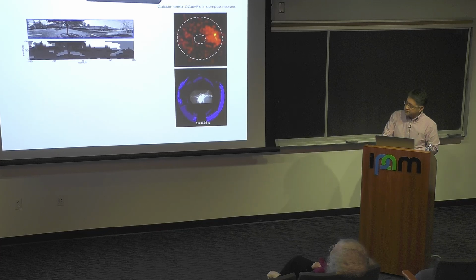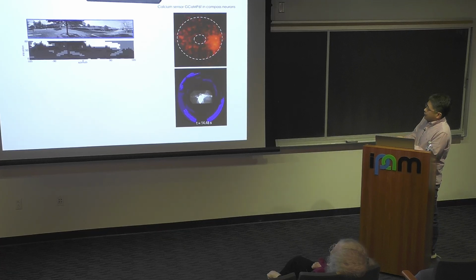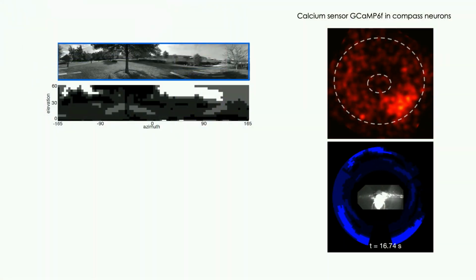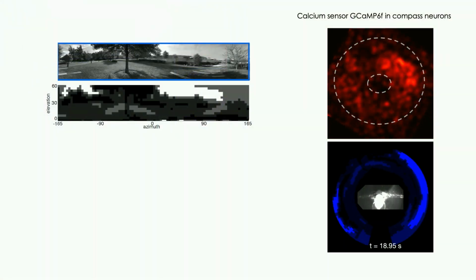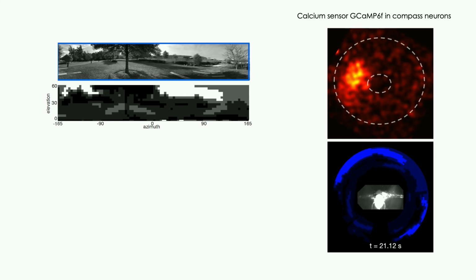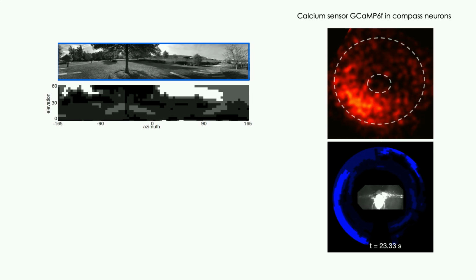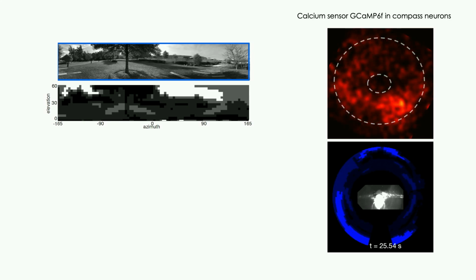Okay? And you can see that when the fly turns within this scene, the bump actually follows pretty well, right? So it encodes the fly's heading inside the scene well.